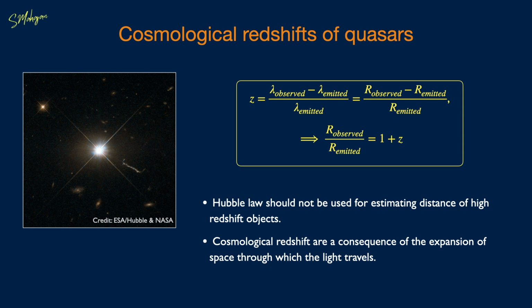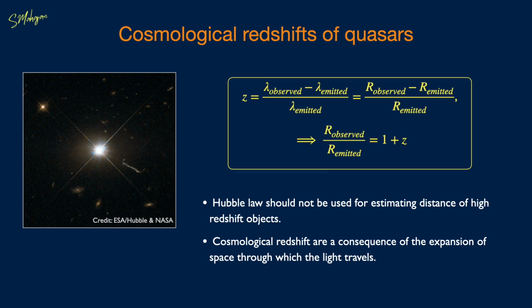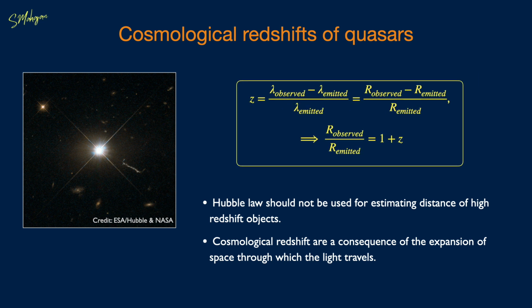But remember that the fractional change in the wavelength of light is the same as the fractional change in the size of the universe, as shown here. This implies that a quasar at a redshift of 3 means that the universe is now 4 times larger than it was when the light was emitted from the quasar.